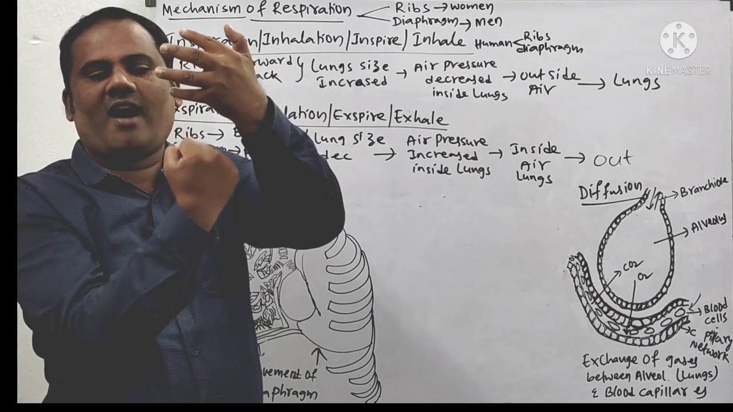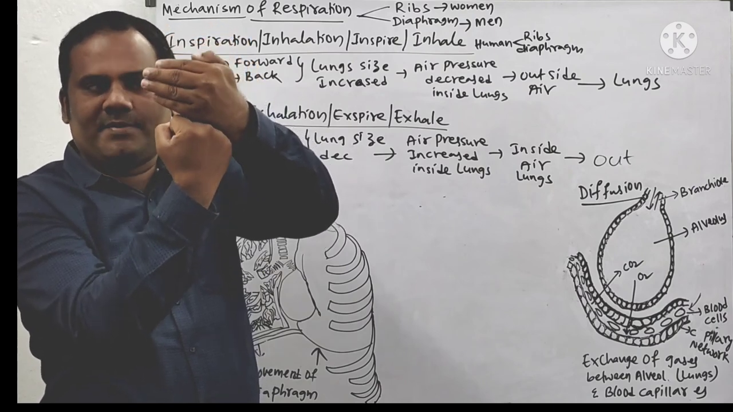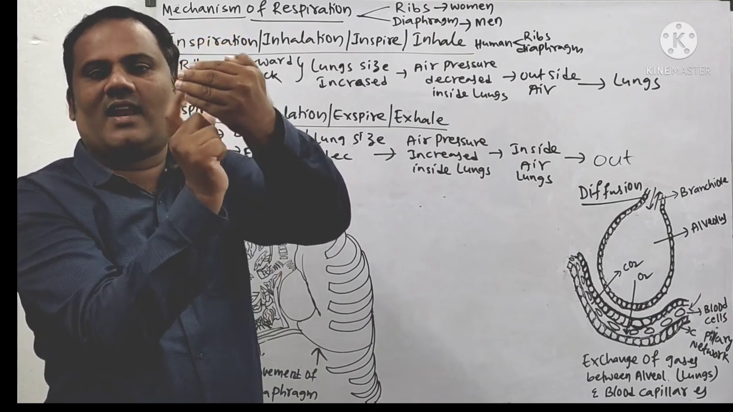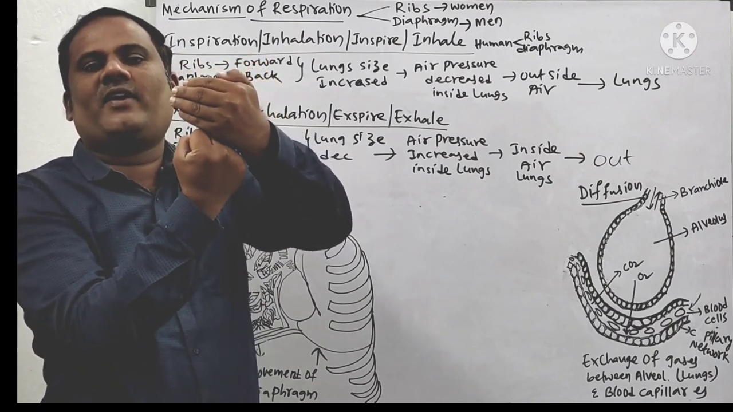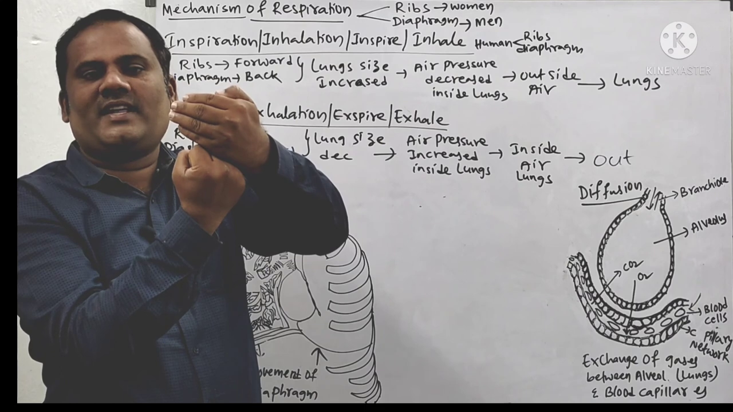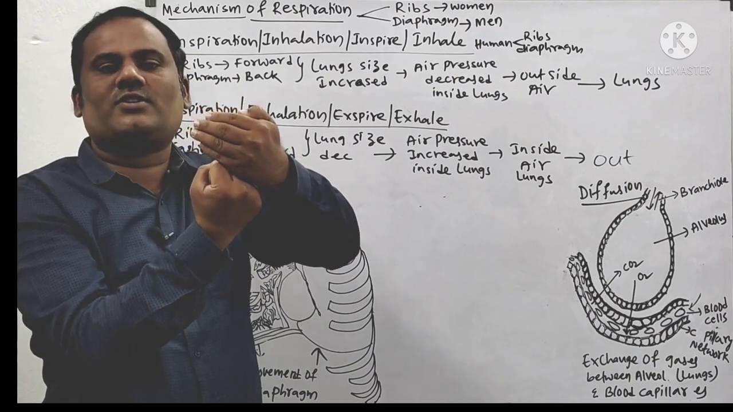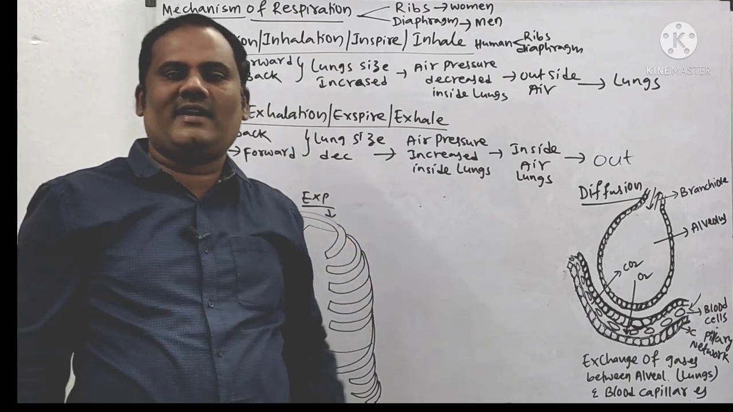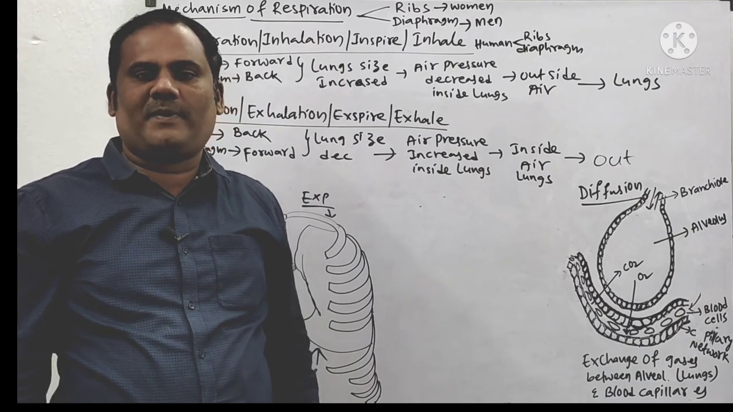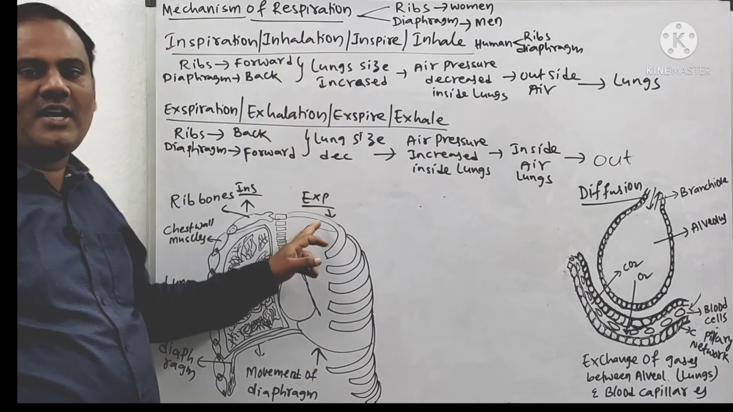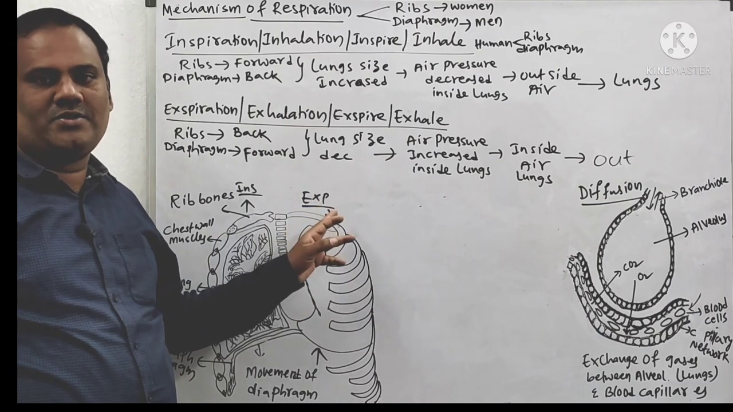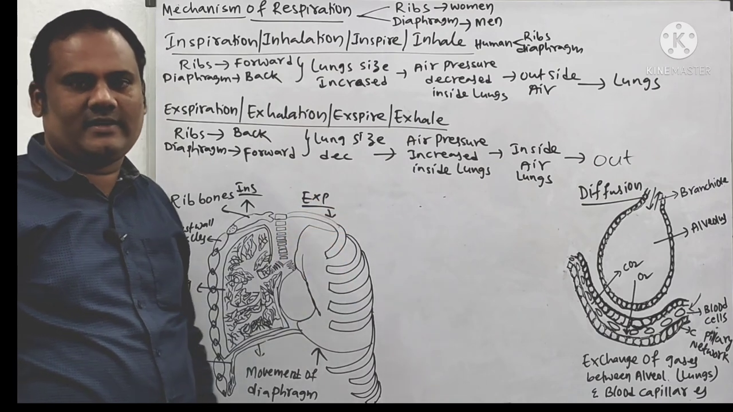Now exhalation. The diaphragm is pulled forward and the ribs come back, the size of the lungs decreases, and air pressure increases inside the lungs, so the air present in the lungs is diffused out. So this is a small practical demonstration of the mechanism of respiration, which explains inhalation as well as the exhalation process. I hope you understood it somewhat clearly by this practical.